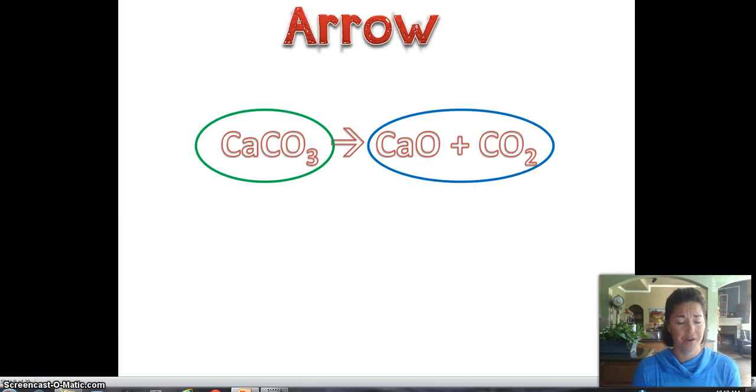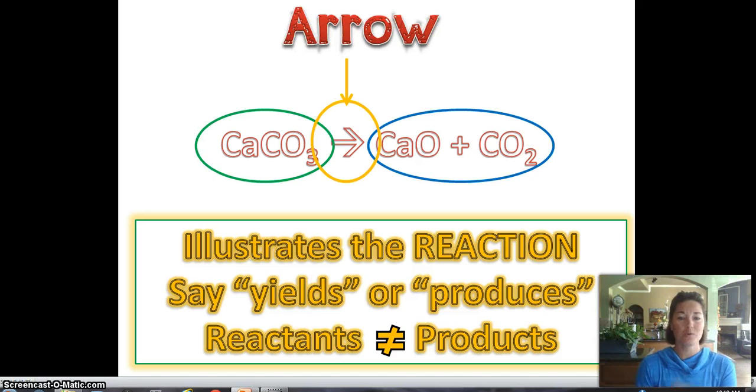Now the arrow is a very important piece of a chemical equation. That arrow represents the chemical change or the chemical reaction that's taking place. And when you read a chemical equation, when you get to an arrow, you use a couple of different words. You might use produces, or you might use the word yields. So that's what you say. So if I was reading this chemical equation, I would say calcium carbonate yields calcium oxide plus carbon dioxide. Or I might say calcium carbonate produces calcium oxide and carbon dioxide.